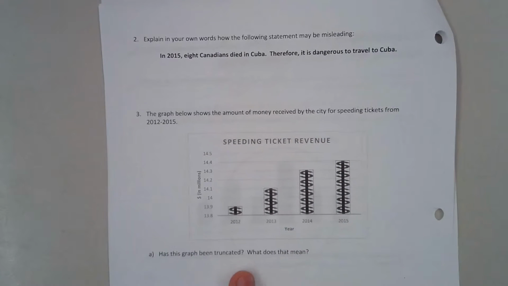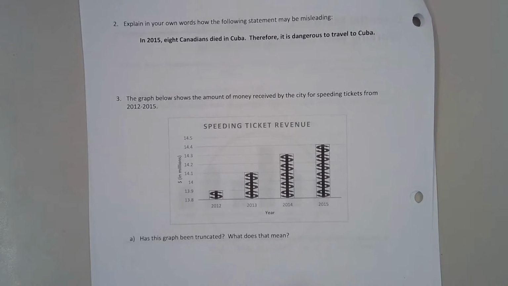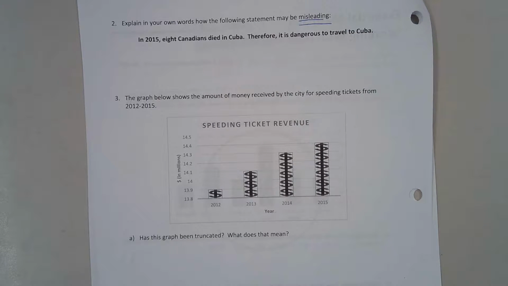Students have a tough time with this one, with these question statements, okay? Usually there's a whole bunch of answers you could have that would be correct. Away from the truth. Misleading, okay? In 2015, 8 Canadians died in Cuba, therefore it is dangerous to travel in Cuba. What's misleading about that?